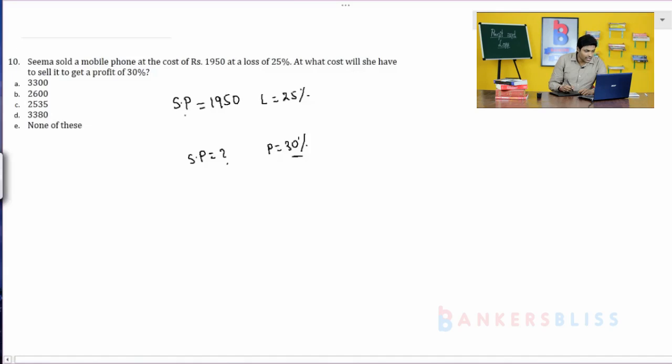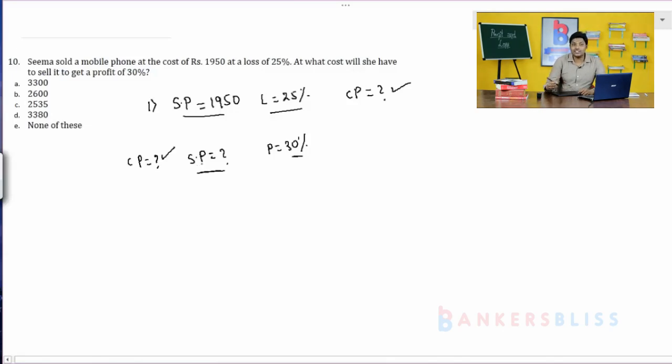So, to calculate the cost price, they have given this data. Based on these two data, you can easily calculate the cost price. This cost price is the same for this condition also. So, based on the first condition, you can calculate the cost price. With the help of the cost price, you can calculate the selling price in the second condition. Now, how to calculate the cost price?